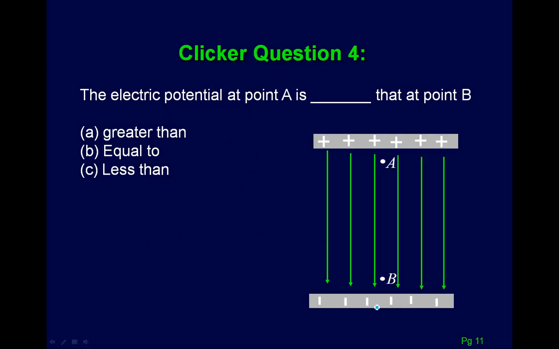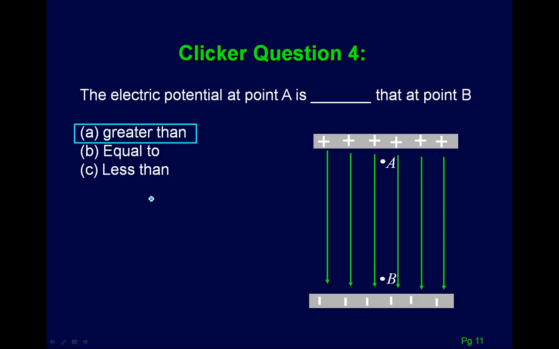And so we can set up the same example here. The electric potential at point A is blank that at point B. So pause and think about this, and we'll get back. So in this case, the answer is greater than. The electric potential at point A is greater than that at point B.